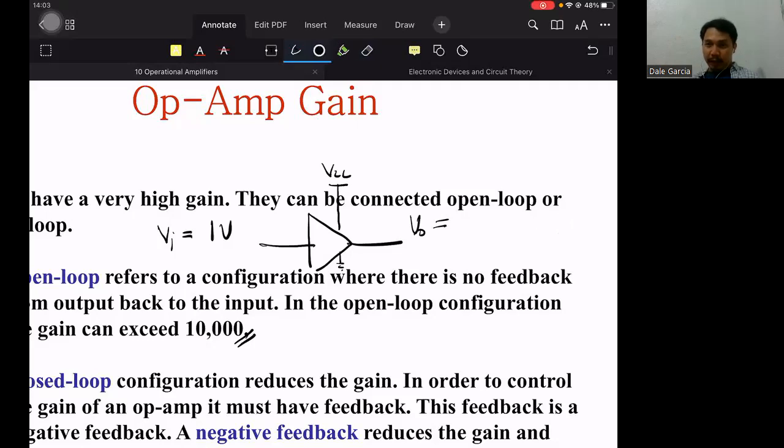So very good. Thank you, Nico. Nico ba to? Yes, sir. Okay, thank you. Nico? The output is still approximately equal to the maximum supply voltage.